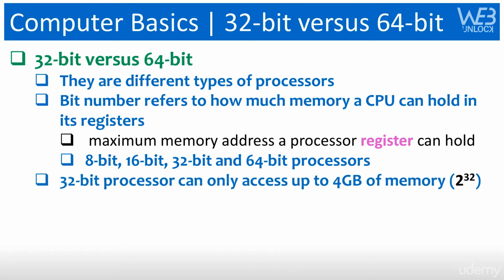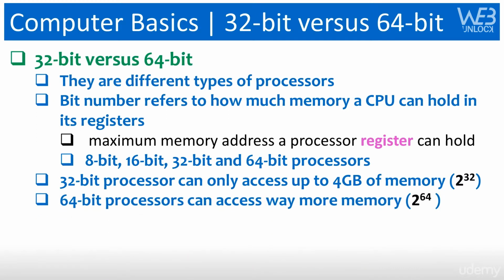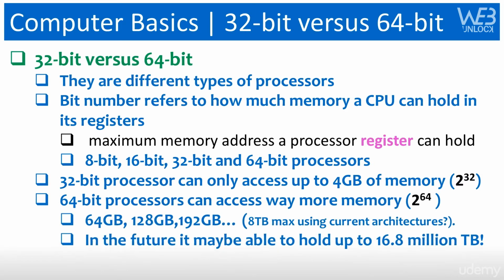Now, 32-bit processors can only access up to 4 gigabytes of memory because it's only 4 bytes, 2 to the power 32, a maximum of 4 gigabytes of memory. Whereas a 64-bit processor can access way more than that, 2 to the power 64. Nowadays there are a lot of systems that have 64 gigs, 128 gigs, 192 gigs, maybe more.